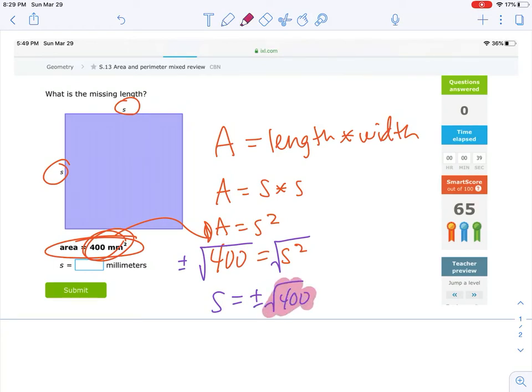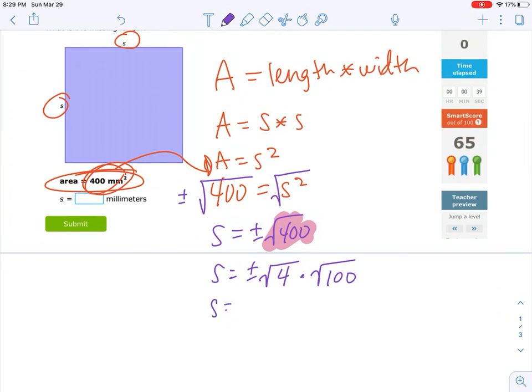So now we need to simplify this. Well, we know that 400 is the same thing as 4 times 100. And we know that the square root of 4 is 2. The square root of 100 is 10. 2 times 10 is 20. And we know that the measure of a side of a square cannot have a negative value, so we throw out the negative, and we're only left with a side length of 20 millimeters.